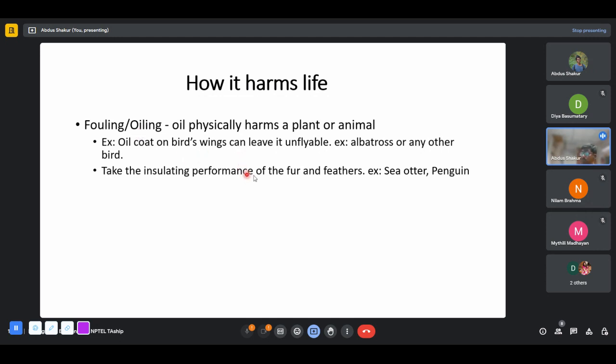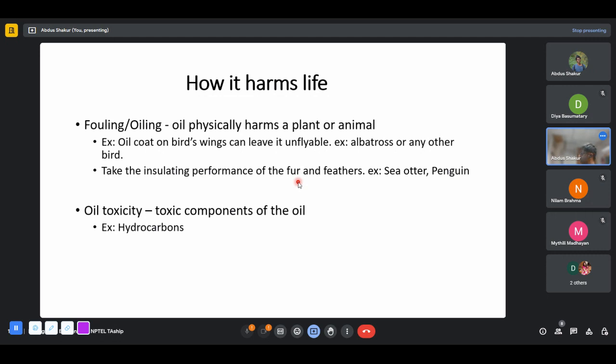And if you talk about seagoing mammals or seagoing birds that stay mostly in the colder regions, they have dense fur whose major job is to insulate them. If they end up in an oil spill and get a lot of oil on their fur, they may not have the insulating performance of the fur. Although they have a little bit of fat or blubber to insulate them, the role the fur has is lost in most cases. So that can lead to a lot of deaths in those species.